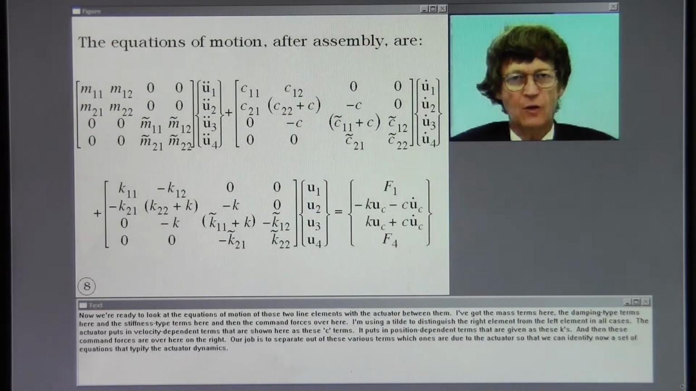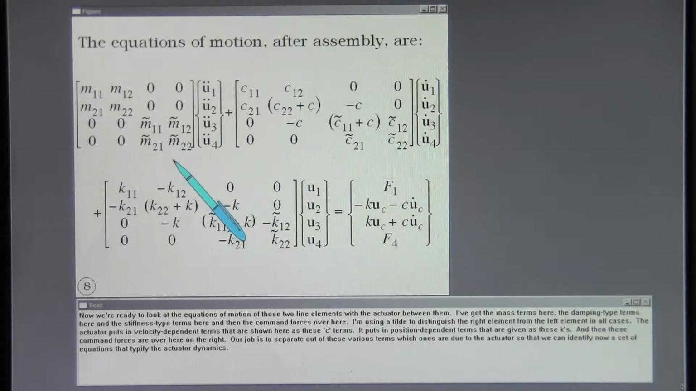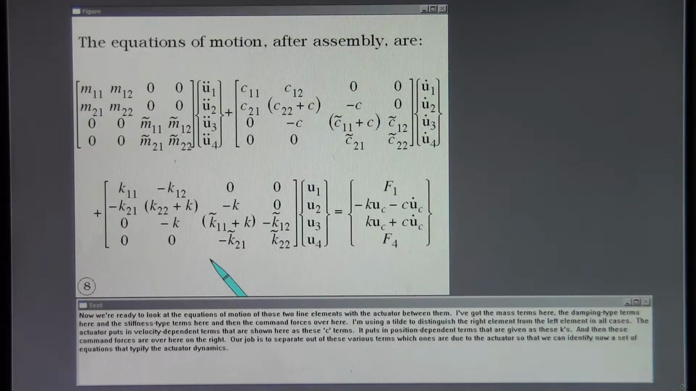Now we're ready to look at the equations of motion of those 2 line elements with the actuator between them. I've got the mass terms here, the damping type terms here, and the stiffness type terms here, and then the command forces over here. I'm using a tilde to distinguish the right element from the left element in all cases. The actuator puts in velocity-dependent terms that are shown here as these C terms.